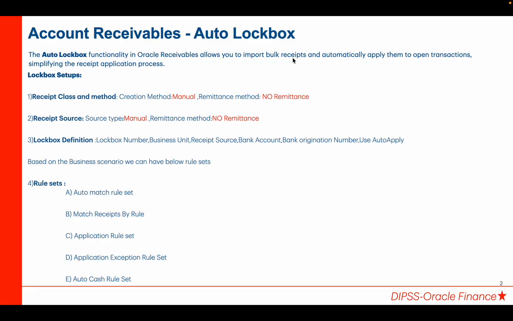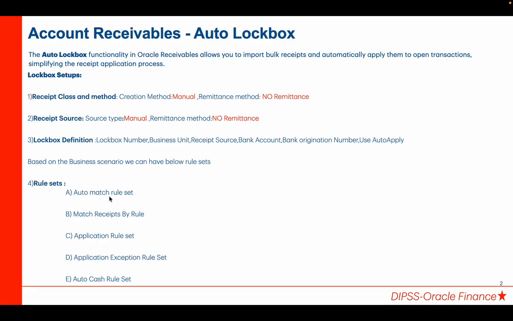Let us take an example: I have received 10 receipts, and on what basis do these receipts need to be applied to the transactions? What are the conditions? What rules should be triggered in order to apply a specific receipt on a specific transaction? Those will be done by using these rule sets. We have 5 rule sets, and based on these rule sets, the receipts will be applied on the open transactions.